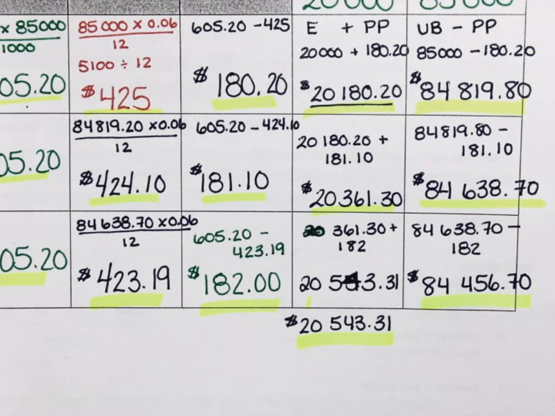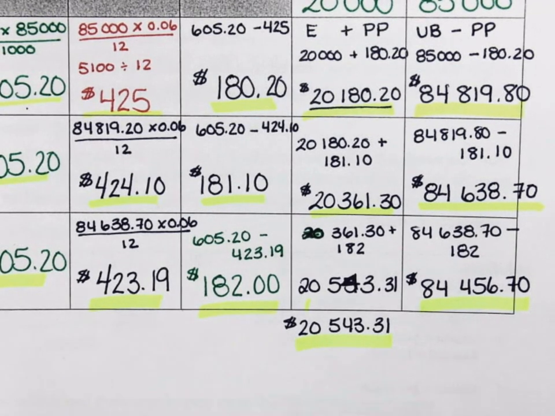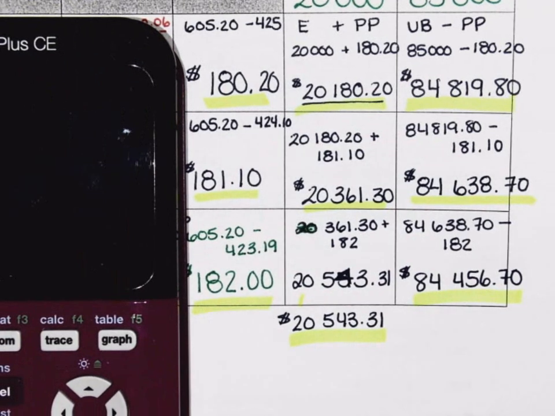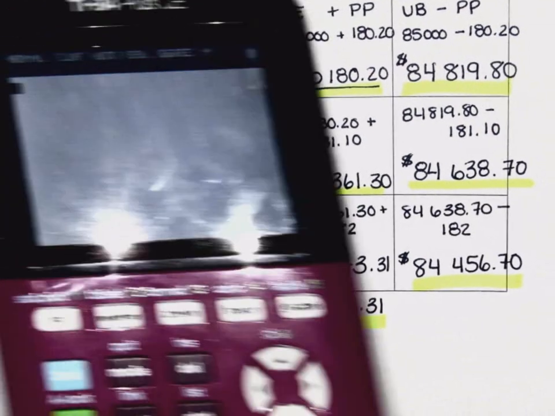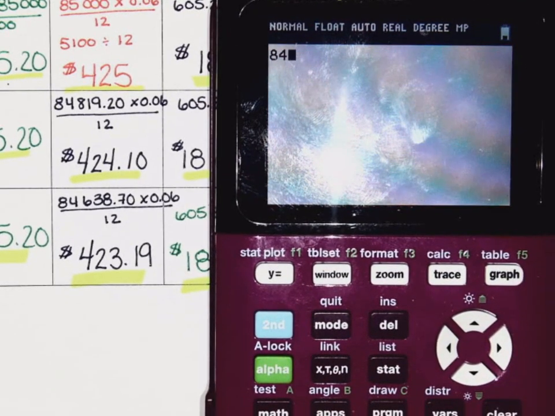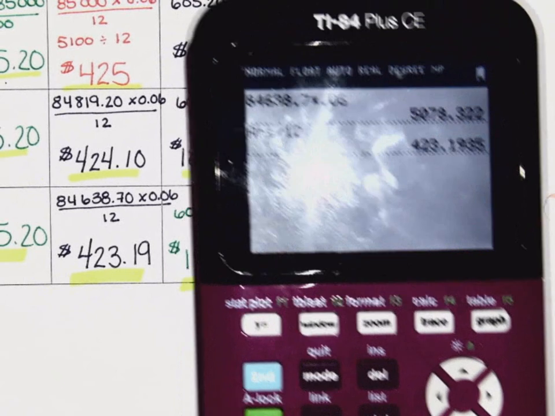Did we get different answers, Austin? By 1 cent. Where? In the principal payments, I got $182.01. It's my final answer. It was 69 cents. Yeah, me too. Okay, so I took 84,638.7 times 0.06 gives me that. Divide it by 12. Yeah, that's the same. You got that? It's the next one.